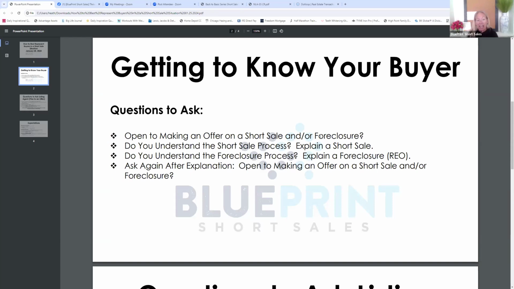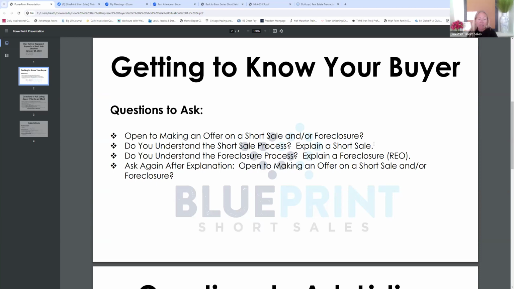So questions to ask. The first one is, would you be open to making an offer on a short sale? And would you be open to making an offer on a foreclosure? That's really going to start the conversation. And then you want to make sure and ask them, hey, do you understand the short sale process?